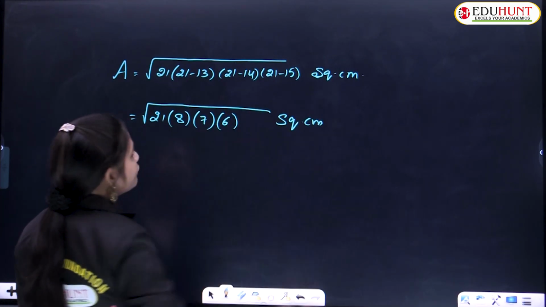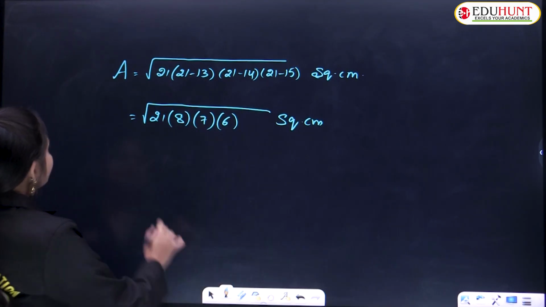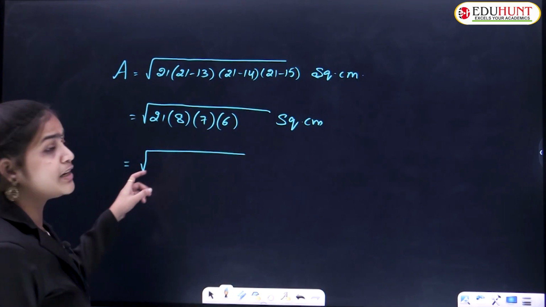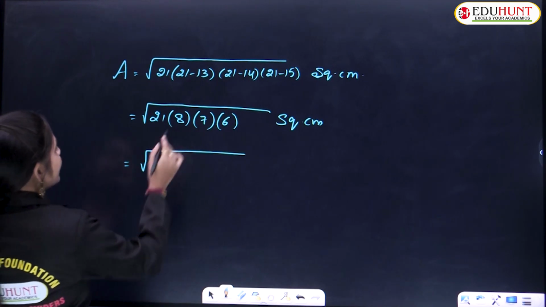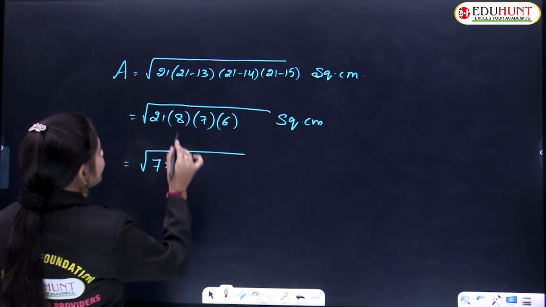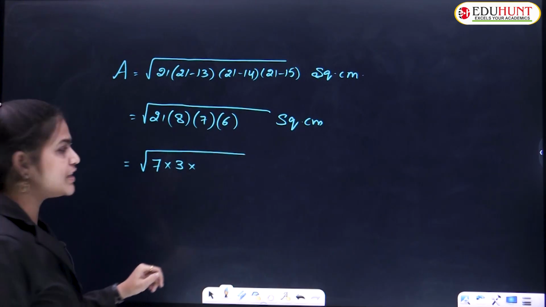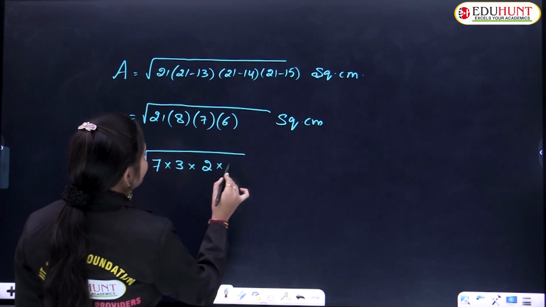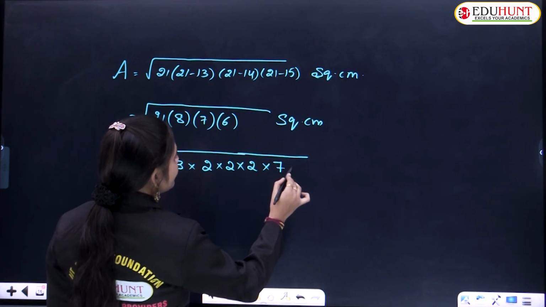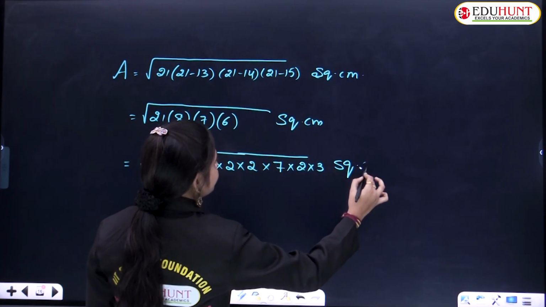They are consecutive numbers, 13, 14, 15, so the differences are also in consecutive order, 8, 7, 6. Already I told you, for this kind of question don't take the product. Just write the prime factorization of the numbers. 21 is 3 times 7. 8 is 2 into 2 into 2, since 2 twos are 4 and 4 twos are 8. 7 is already a prime number, and 6 we can write as 2 into 3 square centimeters.